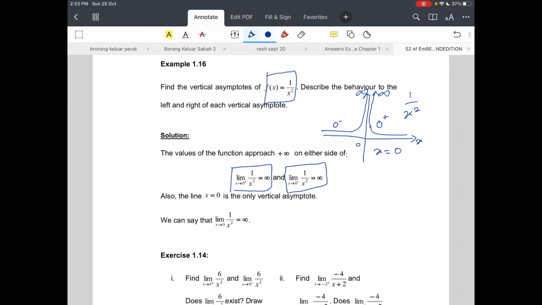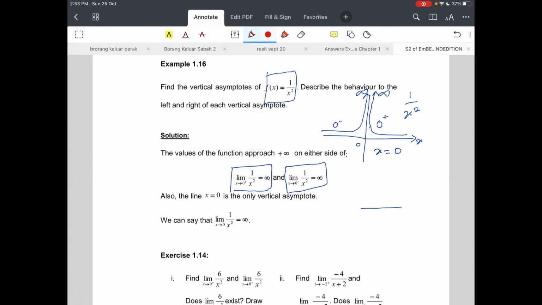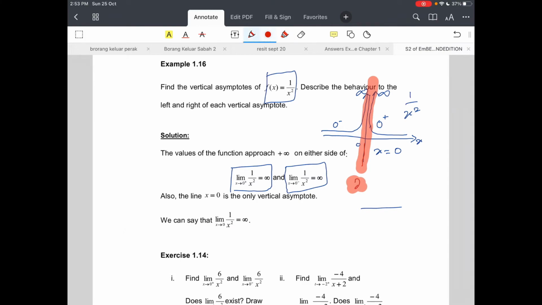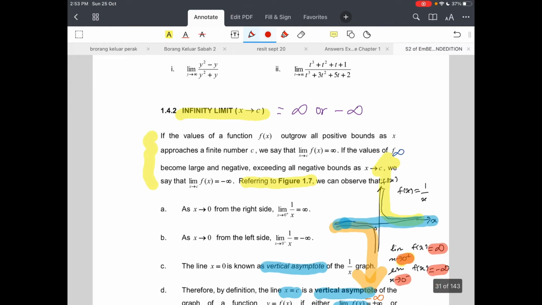I might have made you confused. So horizontal is something like this, and vertical, sorry guys, I'm not feeling very well today. So the vertical asymptote is like this. This is the vertical asymptote for x equals 0. I might do some corrections on this.